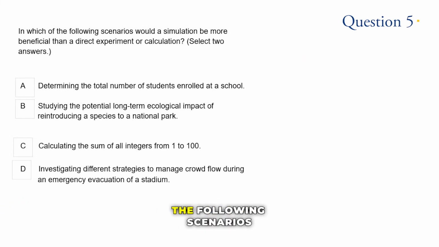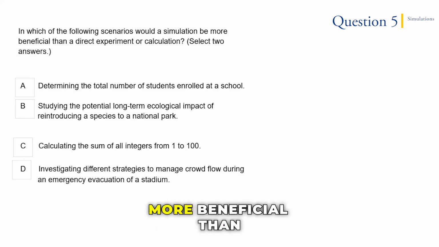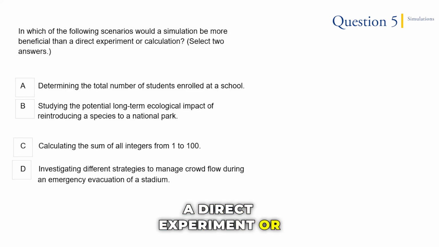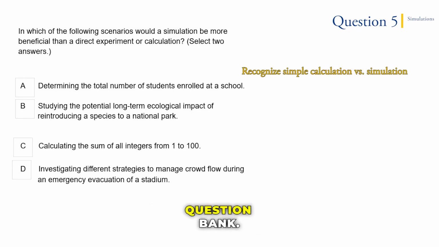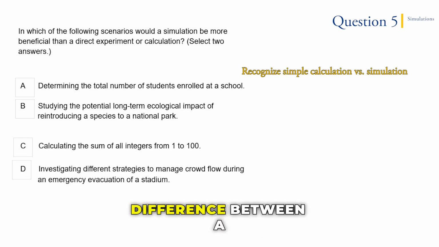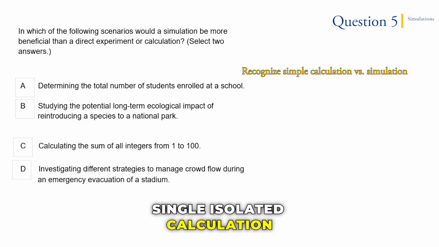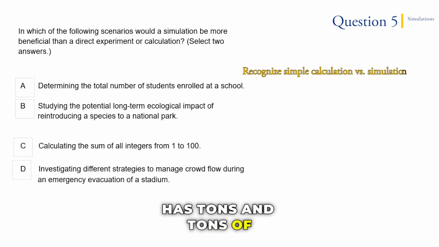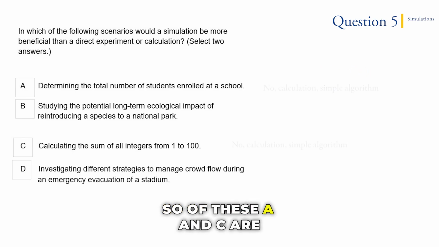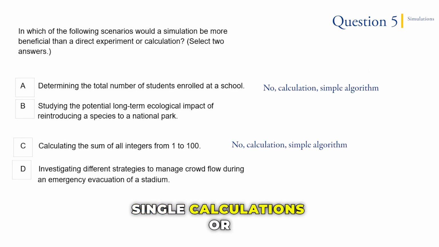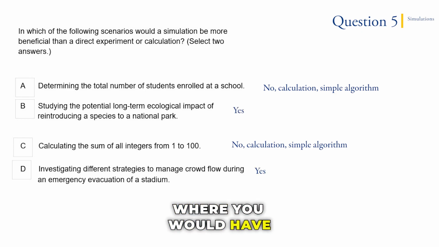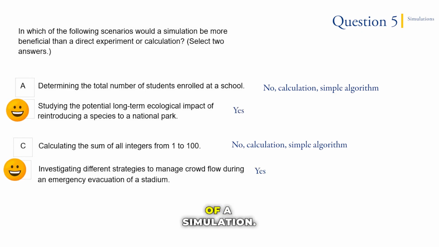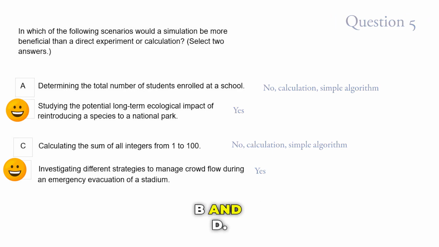Question 5. Which of the following scenarios would a simulation be more beneficial than a direct experiment or calculation? So I saw a question that was like this on the AP Board's question bank. Basically, the concept here is that they want you to recognize the difference between a single isolated calculation and a simulation which has tons and tons of calculations. So of these, A and C are single calculations or single simple algorithms, and B and D are ones where you would have lots and lots of calculations as part of a simulation. Our answers here are B and D.